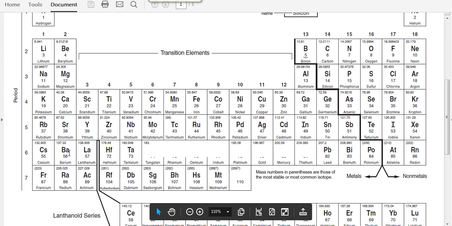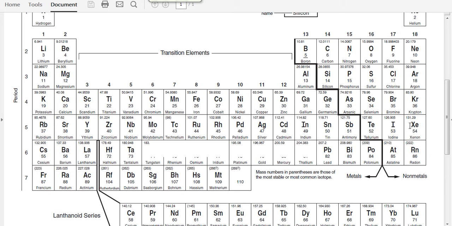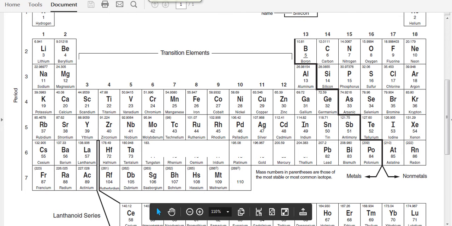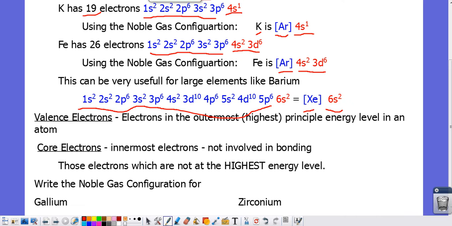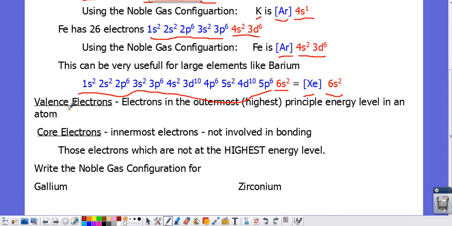So barium's right here. It's the sixth level down. Xenon is just before it, only a couple elements before it. Xenon is on the fifth, 5 levels down. Xenon's a 5p6. So what comes after 5p6 on Aufbau's order? After 5p6 is 6s2. So barium looks like xenon, but it's also got the 6s2. So that really simplifies things for some people. Other people just use Aufbau's order every time.